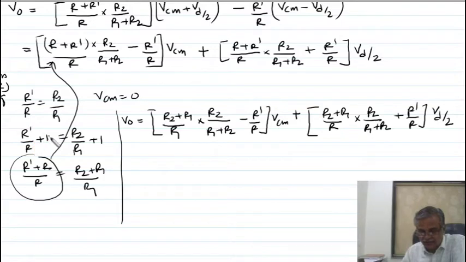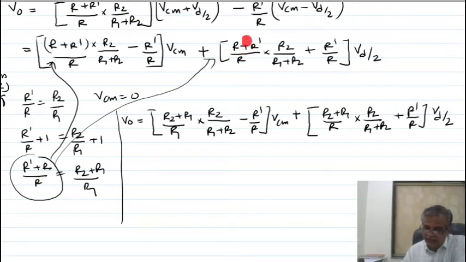Then I simplify. So what this shows: R dash plus R upon R is equal to R2 by R1 plus 1, that is R2 plus R1 upon R1. So instead of this, what have I written? R2 plus R1 upon R. See, here I have written. This value is also I have kept here. So what is this value? It is nothing but R2 plus R1 upon R1.